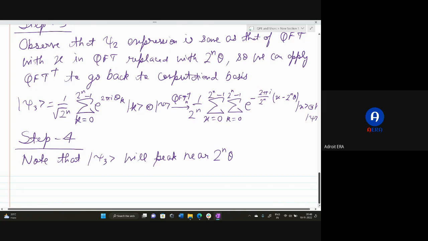So now, with a lot of experiments, it has been seen that once it is converted, and then once you take the measurement, the value which you are going to receive in the first register will peak near 2 to the n theta. Peak near 2 to the n theta means you have a more probability of finding 2 to the n theta. That means your phase value. Okay, you have more probability of finding the phase value, but there are two conditions. What are those two conditions?